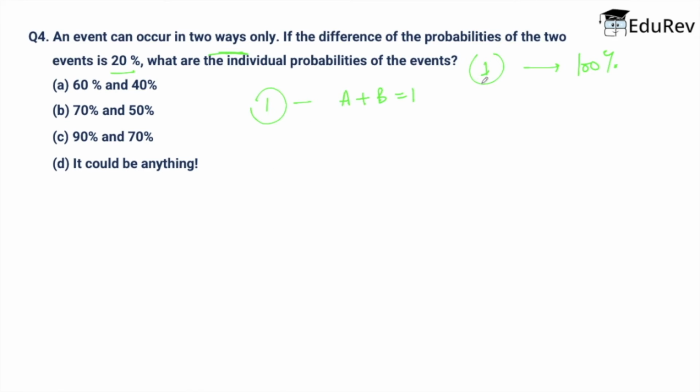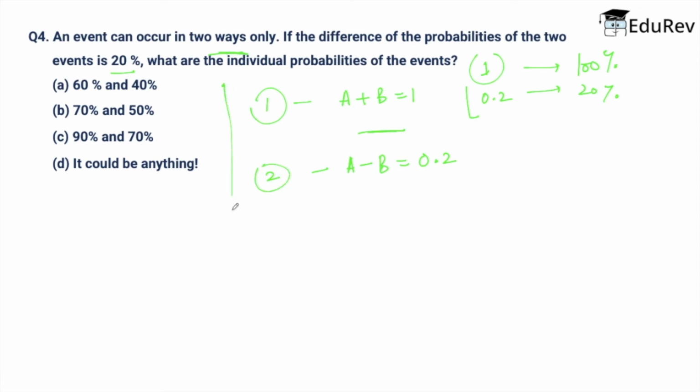Now the difference of the probabilities is given as 0.2, or I could say 20%. So the summation is given as 1 or 100% and the difference is given as 0.2 or 20%. So if A and B are the two probabilities, I have formulated the first equation, A plus B equals 1. Similarly, because of this difference, I can formulate one more equation, A minus B equals 0.2. This is equation 2.